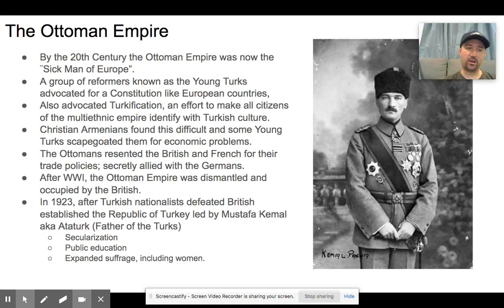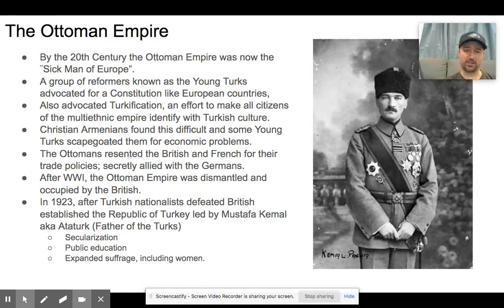But later on in the late 19th century, there is going to be this group of reformers known as the Young Turks. These were young men who went to Western European universities, and of course, there they get exposed to industrialization, modernization, the Enlightenment ideas. And so when they return to the Ottoman Empire, they are going to bring these ideas with them and call for some reforms. They wanted to advocate for a constitution similar to what the European countries do. So rather than the power in the hands of the Sultan, it would shift more to the hands of the people.